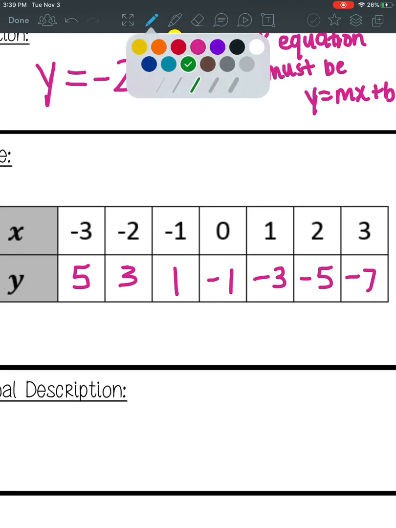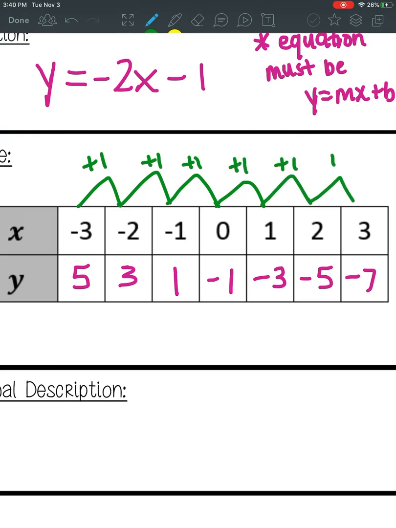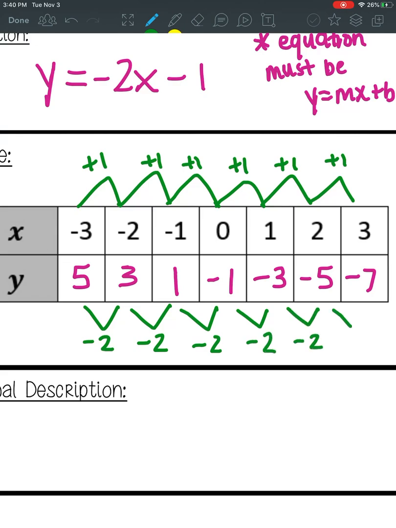If we're just given a table, we want to look at what's happening between the x and the y values. From negative 3 to negative 2, each time we're adding 1 in our x values. Plus 1, plus 1. We're doing the same thing over and over. Now let's look at our y values. 5 to 3, we subtracted 2. 3 to 1, we subtracted 2. Notice the same thing is being subtracted or added over and over. This is a key sign that this is a linear function.